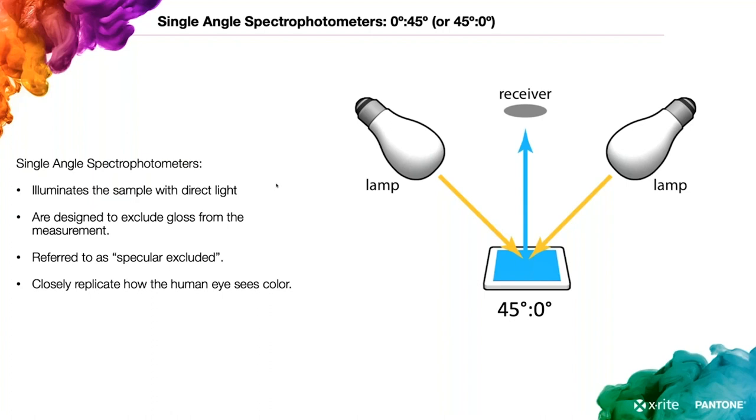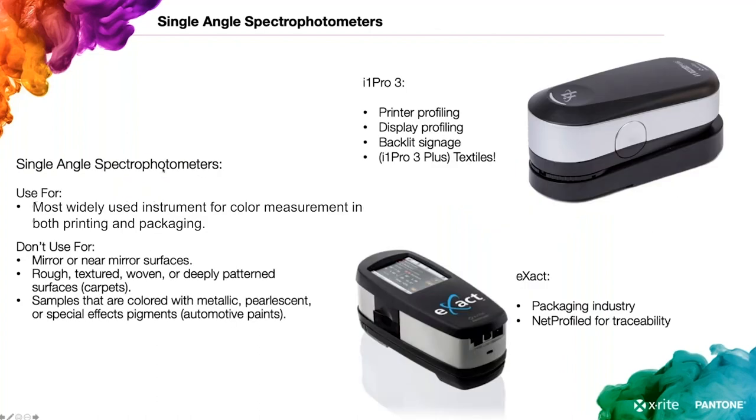So here we have some single angle spectrophotometers, and I'm going to go over the use cases. Single angle spectrophotometers are good for comparing samples of common texture where gloss is not a factor, so printed material or paints. I recommend not using them for mirror or near mirrored surfaces, rough textured woven or deeply patterned surfaces, think of carpets, and samples that are colored with metallic, pearlescent, or special effects pigments, which is automotive paints. Our device at the top here is our i1 Pro 3, which we just released.